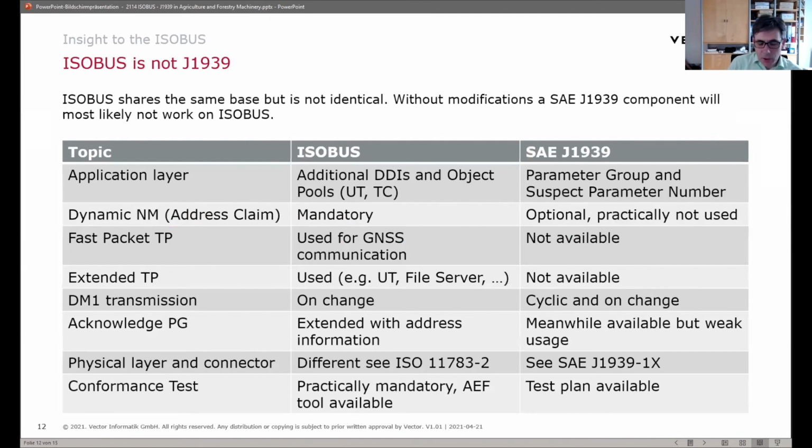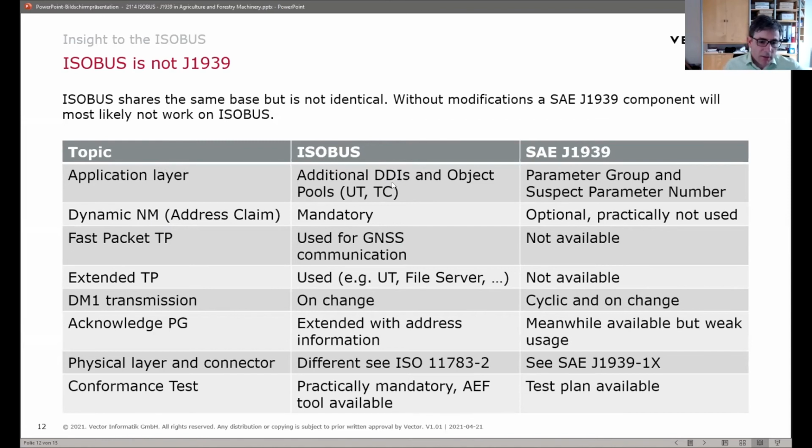The Isobus is not J1939. I have mentioned this a couple of times. Now I will tell you a few things that are definitely different. On the application layer, as I mentioned, on Isobus you have additional DDIs. This is a data dictionary identifier. This is more or less what you consider an SPN in J1939.